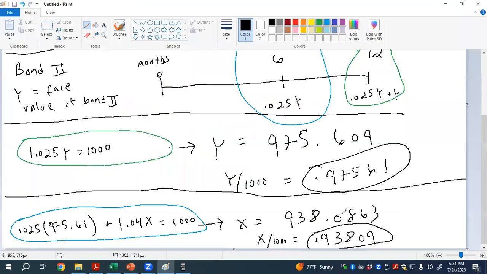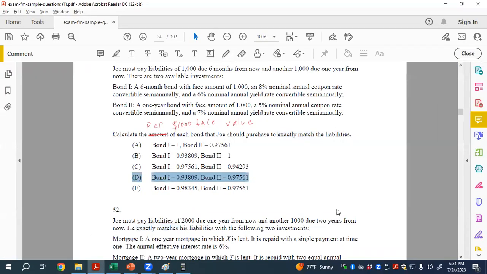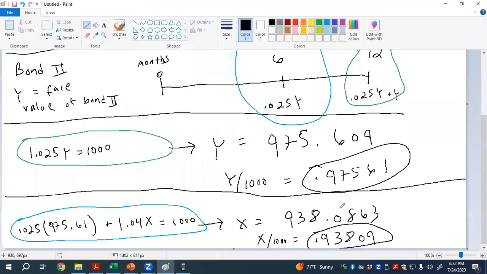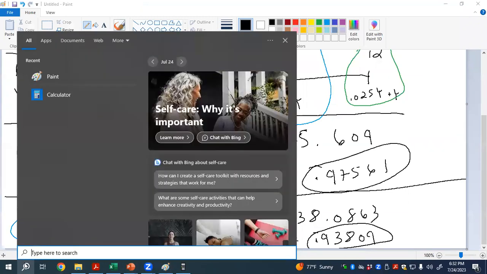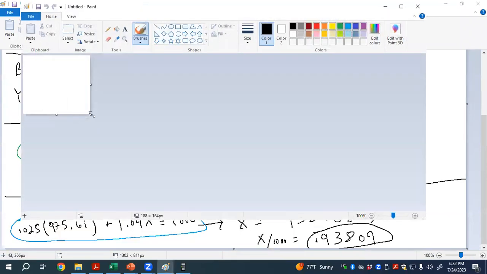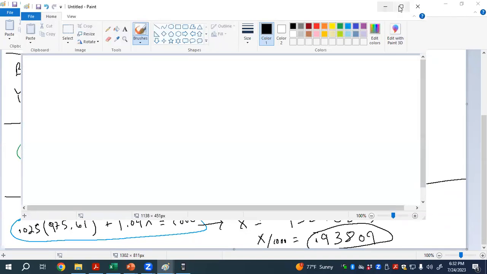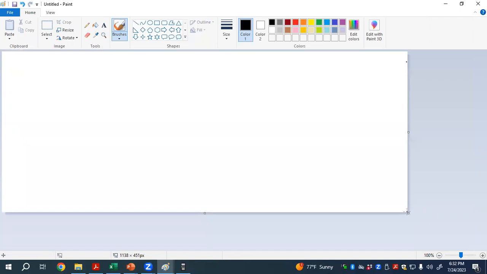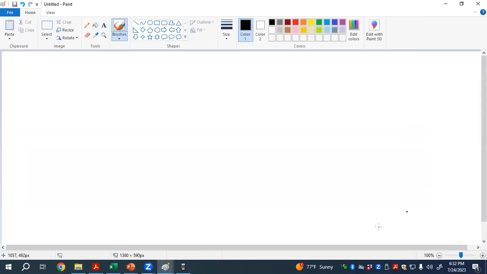Bond 1, 0.93809. Bond 2, 97561. All right, so if, let's say, we were asked what the prices are, that's a lot less confusing. I probably will ask that in the homework. You know, what's the total price? Okay.